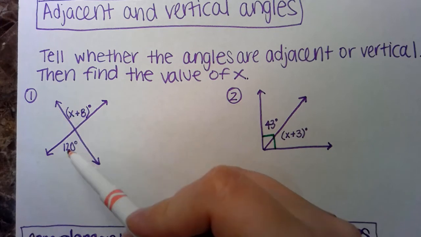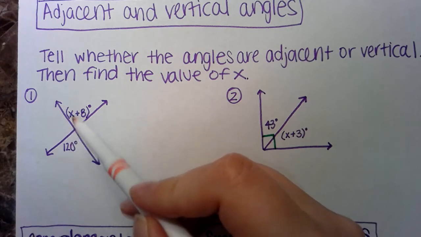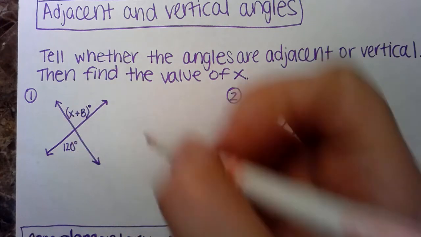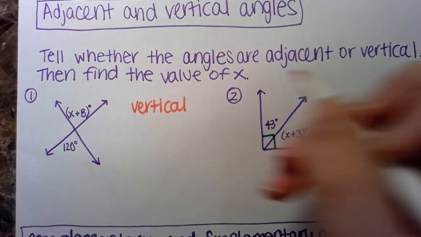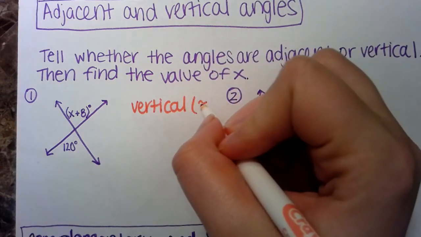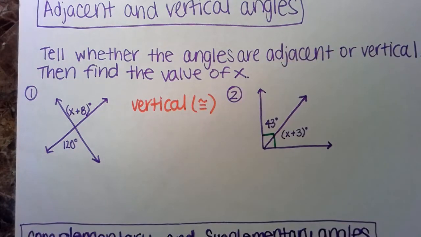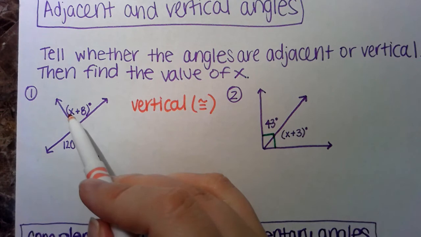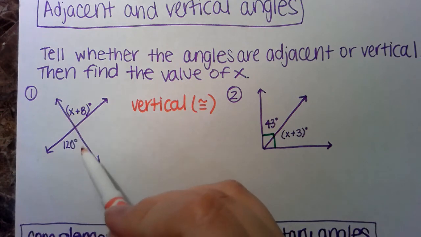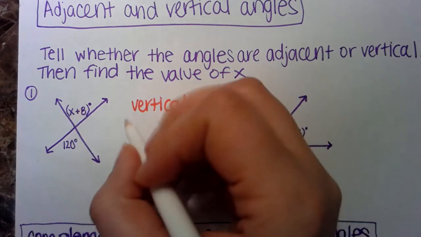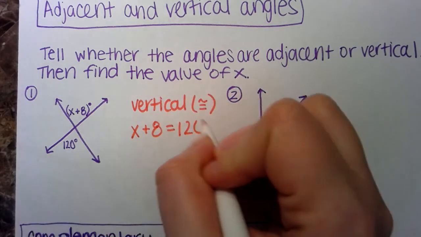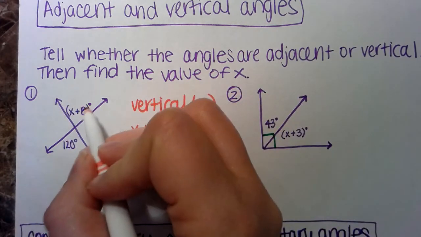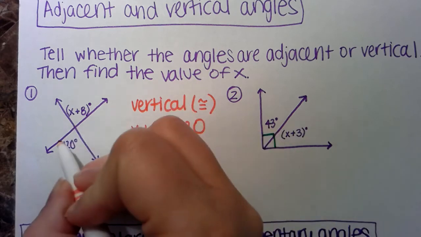They're across from each other, and these angles are actually going to be vertical. What that means is that they're going to be congruent. So I'm going to put that symbol because that means congruent. So to find x, we need to set them equal to each other. So it would be x plus 8 equals 120 because it's this angle set equal to this angle.